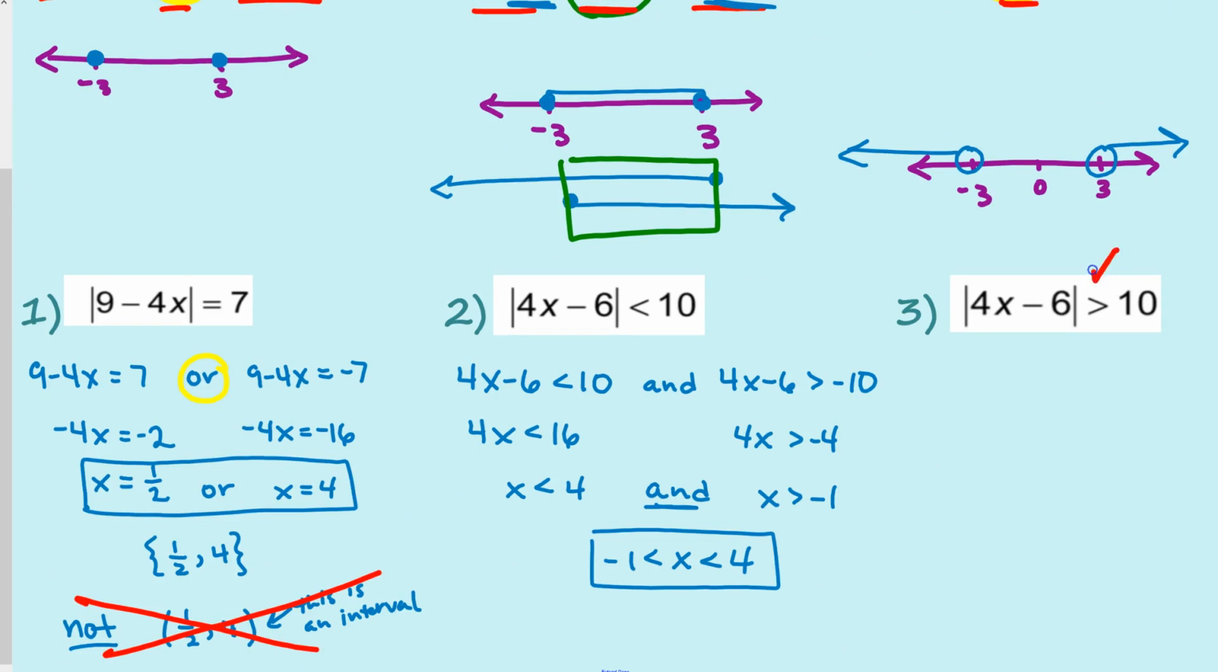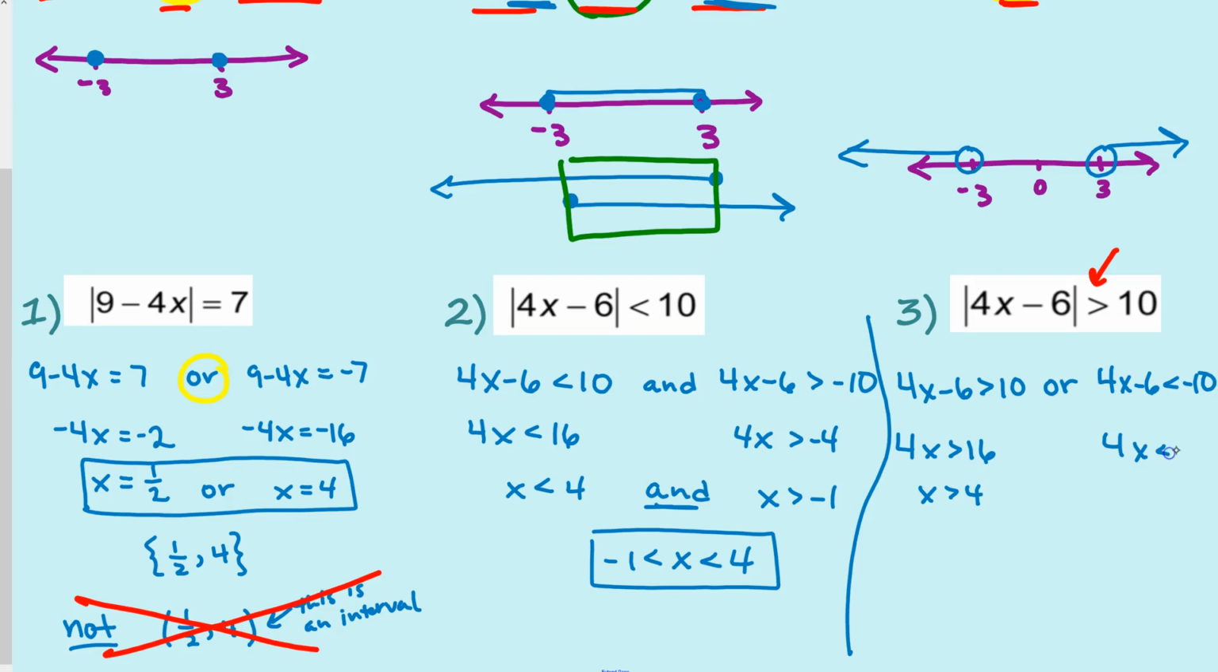Number 3 has a greater sign, so I know it's going to break up into an or. So we have 4x minus 6 is greater than 10, or the other one would be 4x minus 6 is less than negative 10. Turn the sign around, make it negative. Now we solve each of these. So 4x is greater than 16, x is greater than 4. And the other one, 4x is less than negative 4, x is less than negative 1. But remember, it's or now, it's not and.